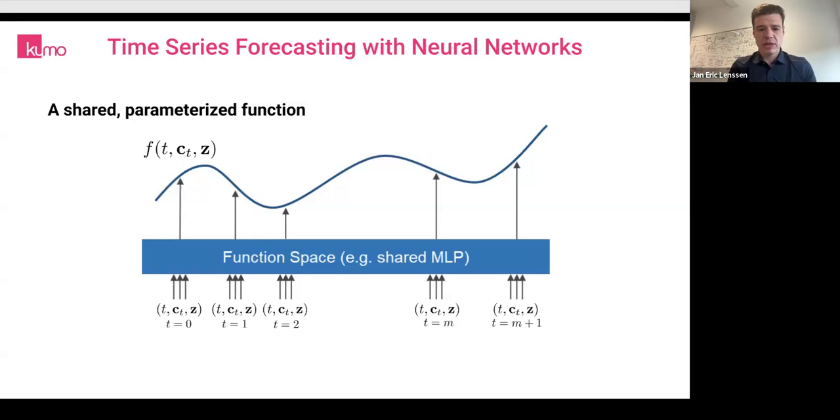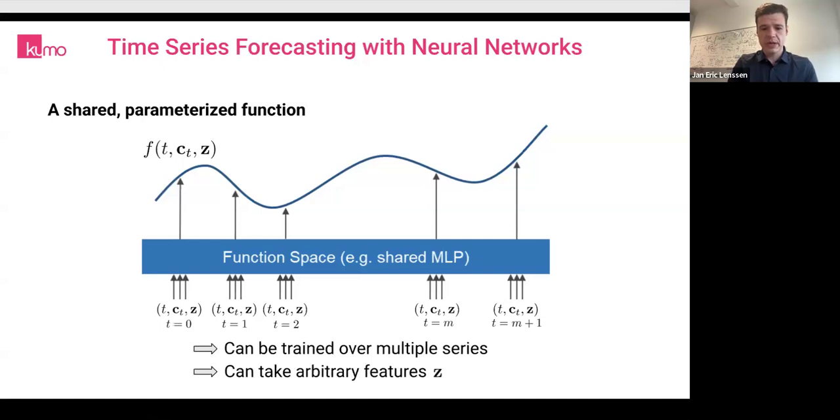So this is how it looks like. It's essentially describing a shared function space. So you can put in different t's, different times, and you get a different value of the forecast for each of these times. Essentially, this multi-layer perceptron models your time series. Now, what you can do with this neural network is quite exciting. So it can be trained over multiple series at once, and it also can take arbitrary other input features that you might have for your data.